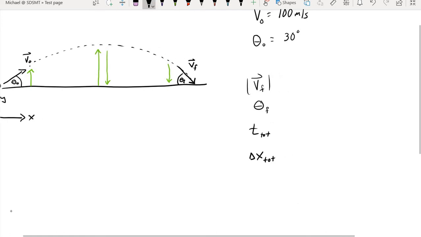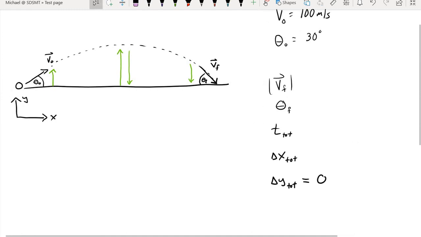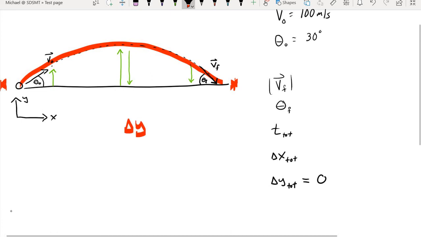And so what is the total y displacement? And that we should be able to answer right now. That's going to be 0. And that's because as we've gone all the way through this flight, we have started and ended at the same vertical height. So the change in the vertical position is 0 for the total flight.